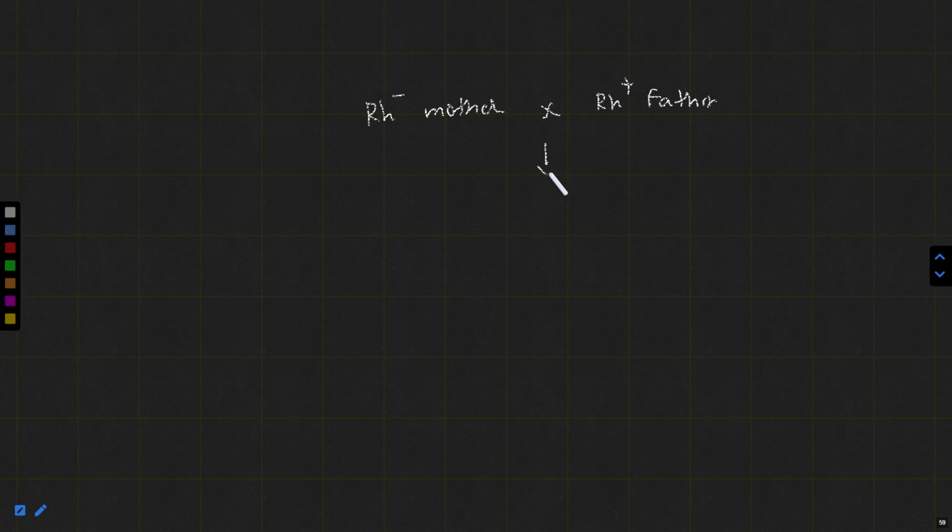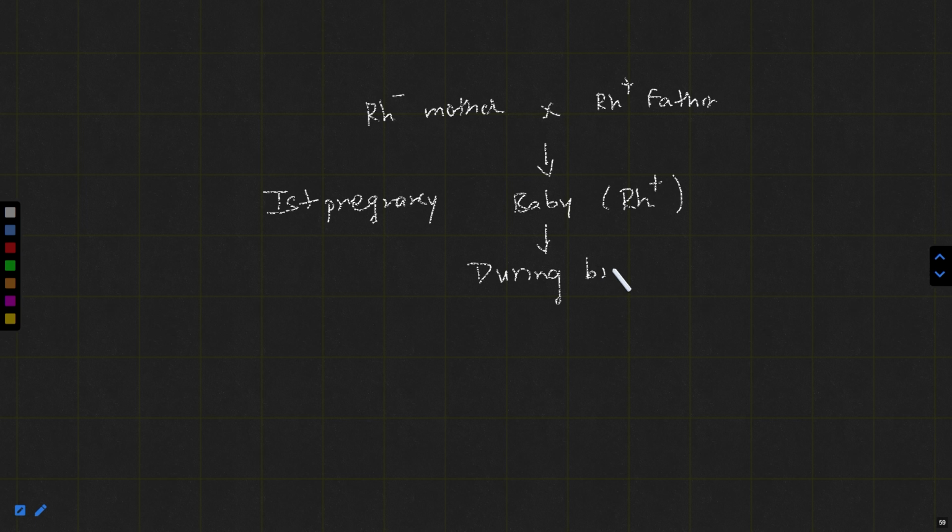There are 50% chances that the baby can have Rh positive blood, that is, the Rh positive protein present on the RBCs. In the first pregnancy it is okay, because there is no mixing of the blood. But during the birth of the first baby, there can be mixing of the blood.